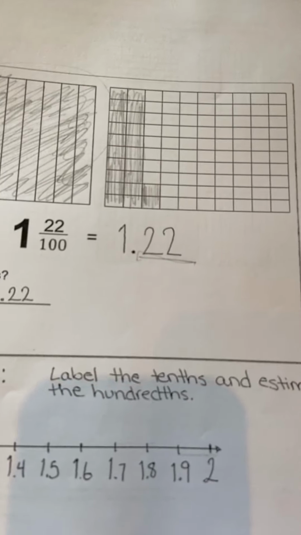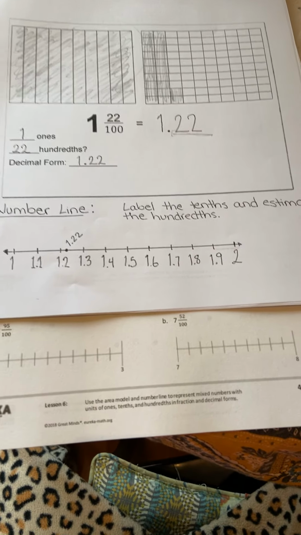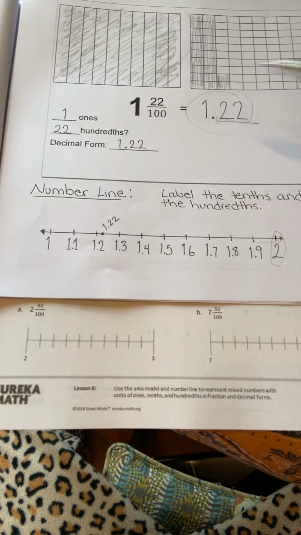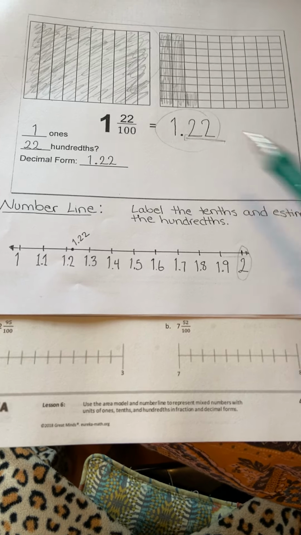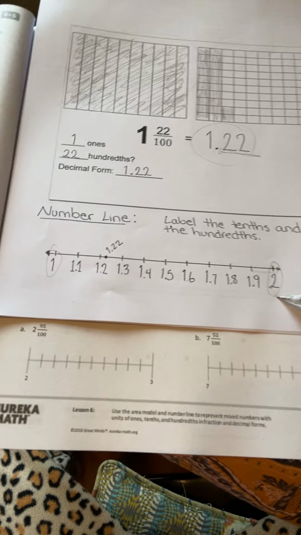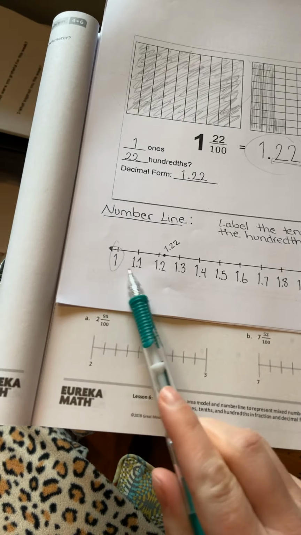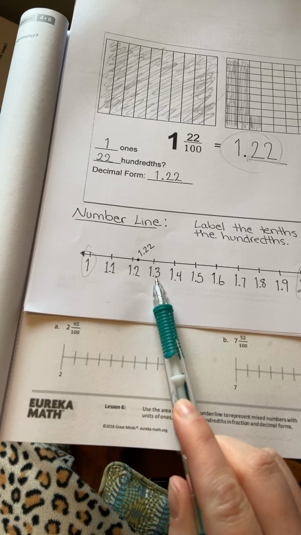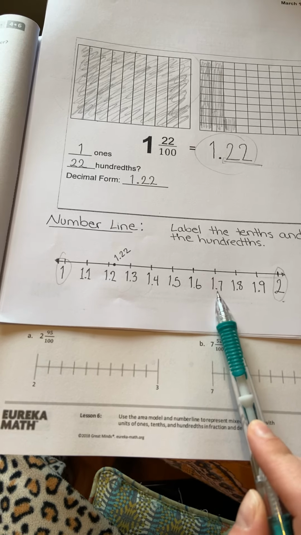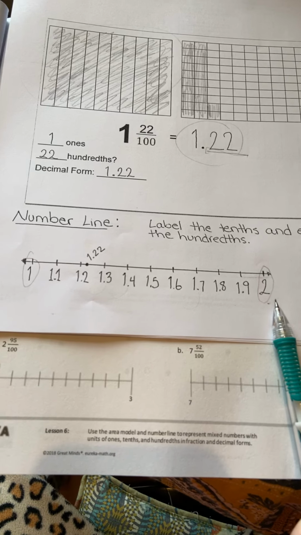2 more. Okay, now let's take a look at the number line. So on the number line, the first thing I want to do is label the 2 whole numbers that my decimal point is in between. So I know that 1 and 22 hundredths is in between 1 and 2. And then see how I decompose the number line into tenths. So 1 and 1 tenth, 1 and 2 tenths, 1 and 3 tenths, 1 and 4 tenths, 1 and 5 tenths, 1 and 6 tenths, 1 and 7 tenths, 1 and 8 tenths, 1 and 9 tenths, and 2 wholes.